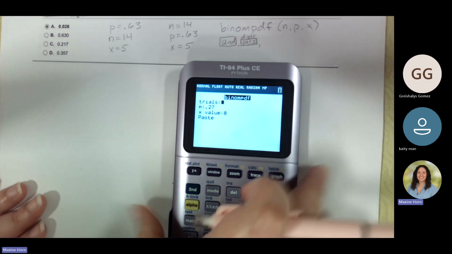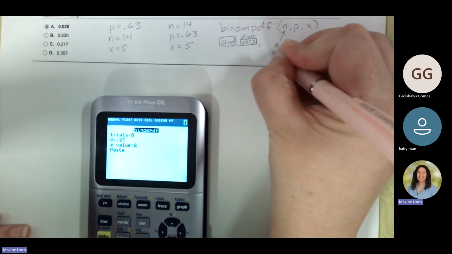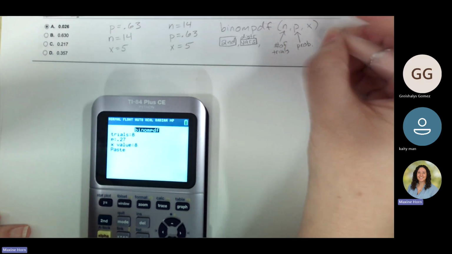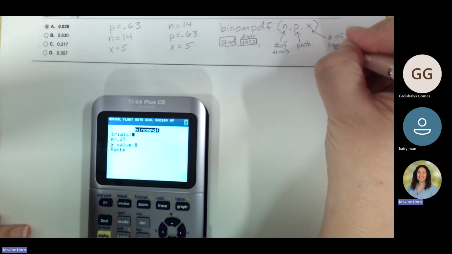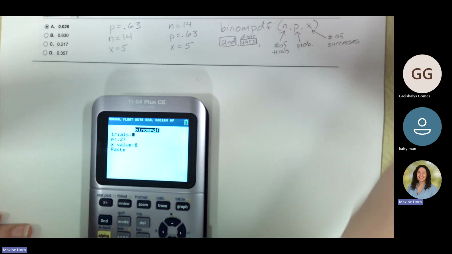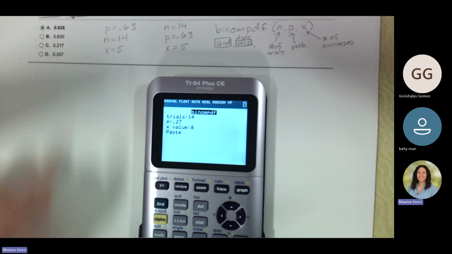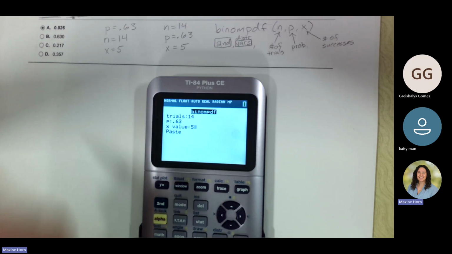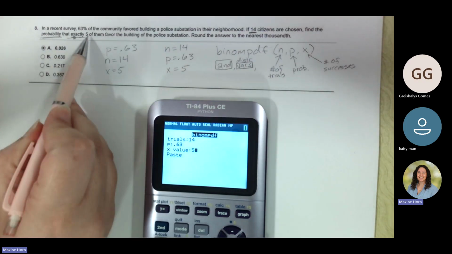So you have to know N, P, X and you have to put it in that order. Let's go ahead and label these. N is the number of trials, P is your probability, and X is your number of successes. So what was our N? Our N was 14. Our probability was 0.63. And we wanted to know exactly 5.